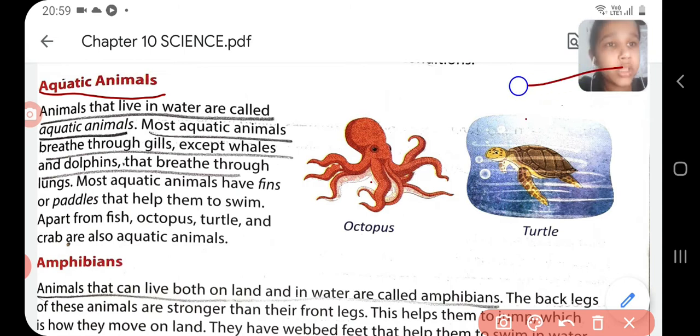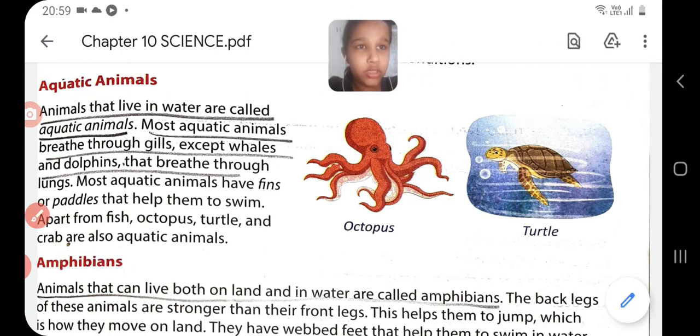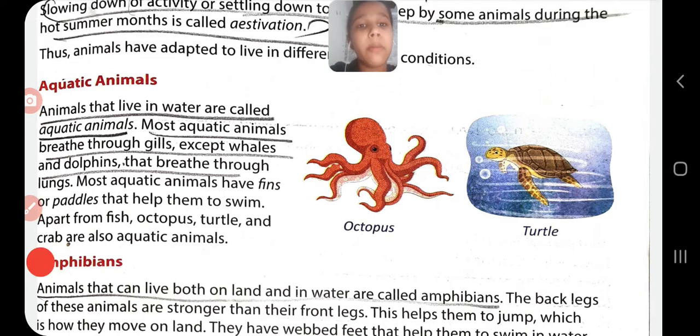Now we will study aquatic animals. Remember one word, aquatic, okay? What are these animals? Let's read it out. Animals that live in water are called aquatic animals. Most aquatic animals breathe through gills, except whales and dolphins. They breathe through lungs. Most aquatic animals have fins or paddles that help them to swim.